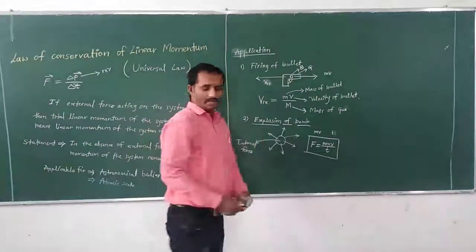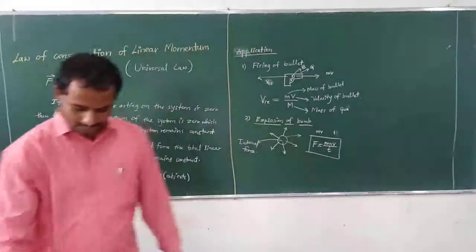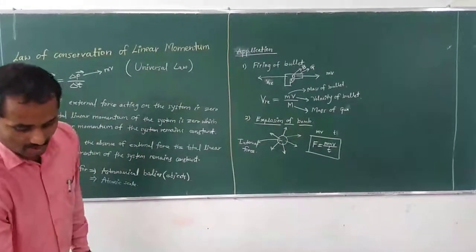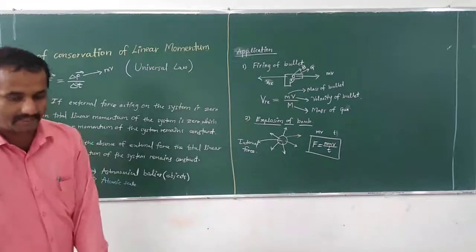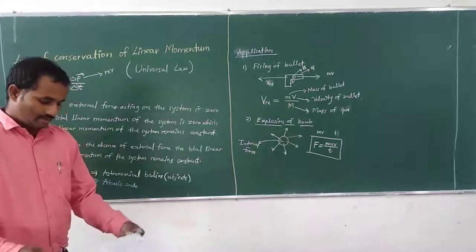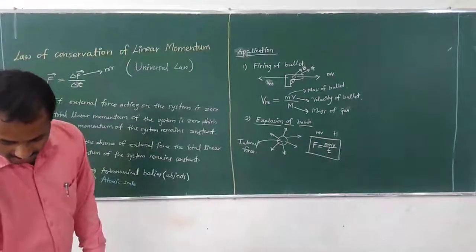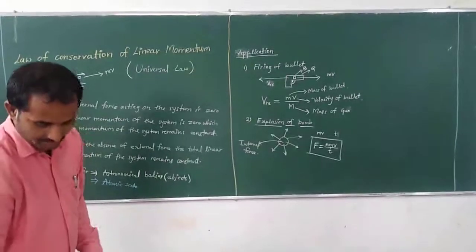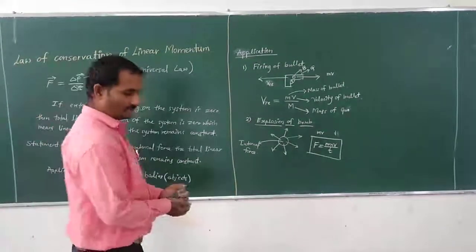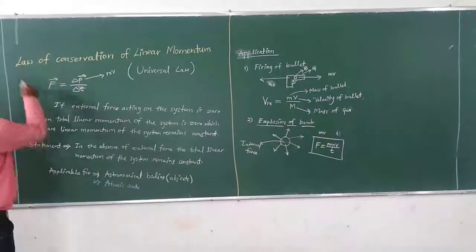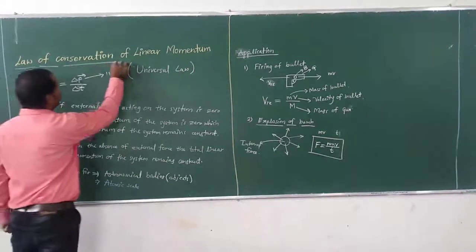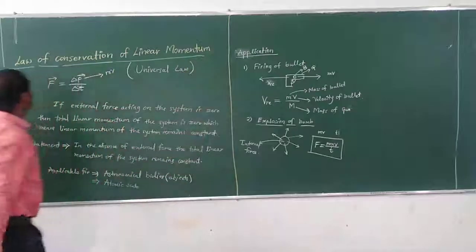So these are the two examples of the law of conservation of linear momentum. After that आपल्याला नेक्स्ट पॉइंट बघायचा आहे. तर नेक्स्ट पॉइंट काय आहे? कॉन्टॅक्ट फोर्स. तर त्याच्या आधी आपण परत एकदा रीचेक करूया. So this is the law of conservation of linear momentum.